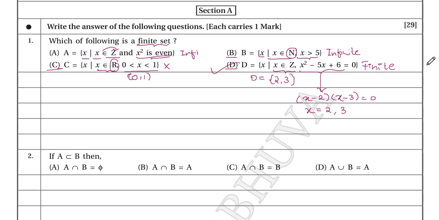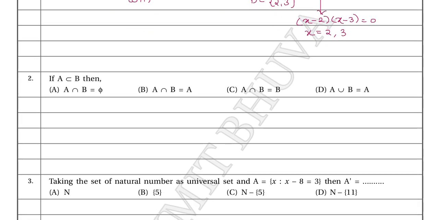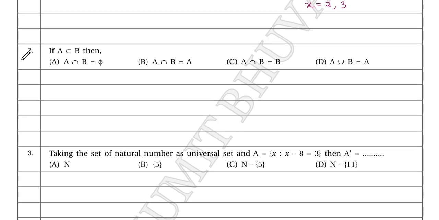Look at the next question. If A is a subset of B, then which of the following is true? If you don't know the result, you can take an example. Otherwise, if A is a subset of B, then for A union B the correct answer is the bigger set, that is B, and for intersection the correct answer is the smaller set, that is A. This holds when only this condition is given.